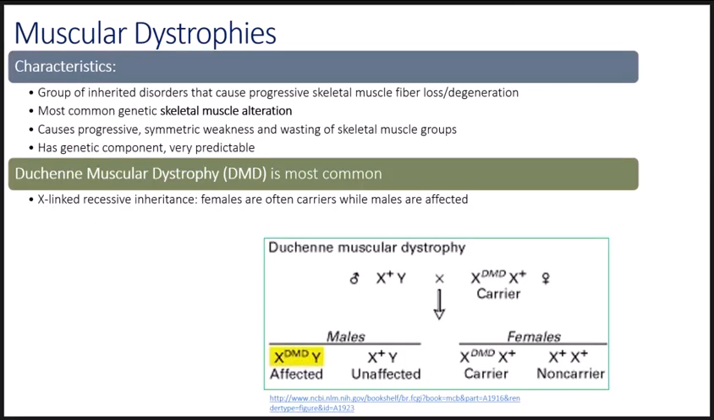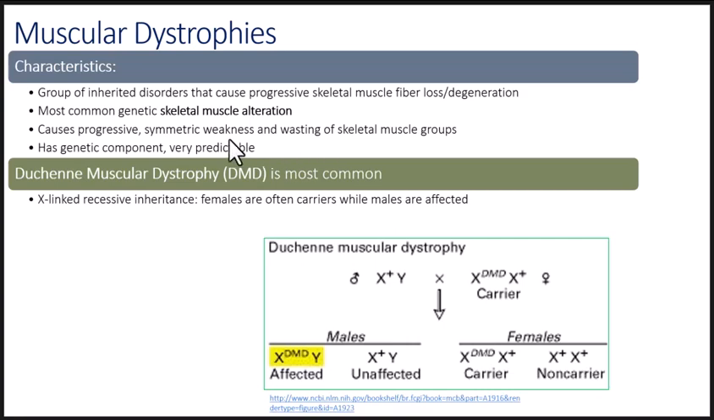Now on to a new topic, muscular dystrophies. They are a group of inherited disorders, so they have a genetic component, that cause progressive, meaning it gets worse over time, skeletal muscle fiber loss and degeneration. So these are voluntary muscles. So you get this symmetric weakness on both sides of the body and wasting of your skeletal muscle groups.